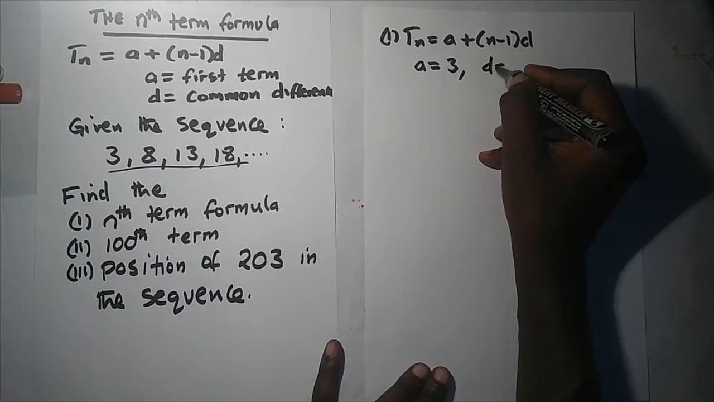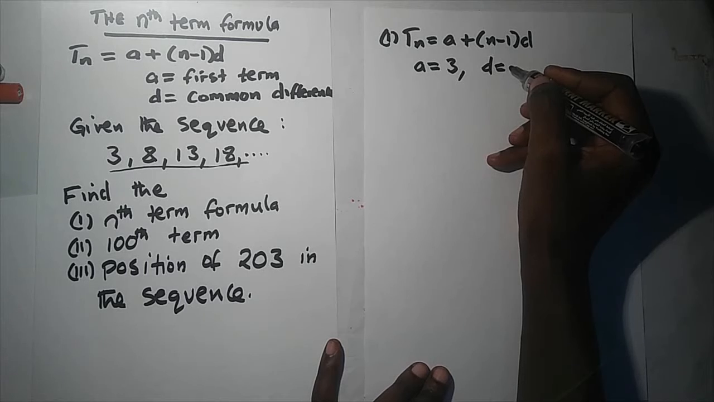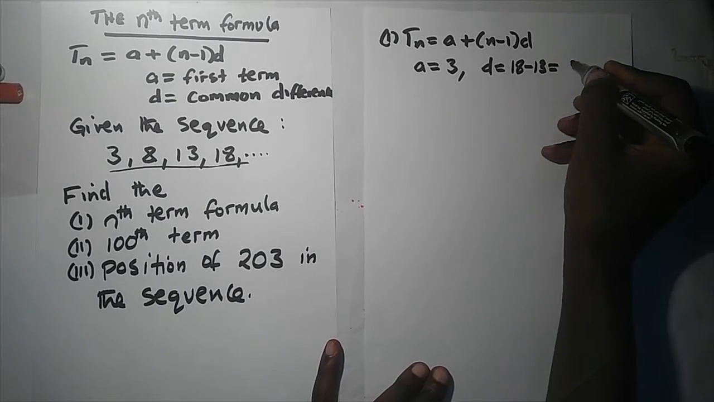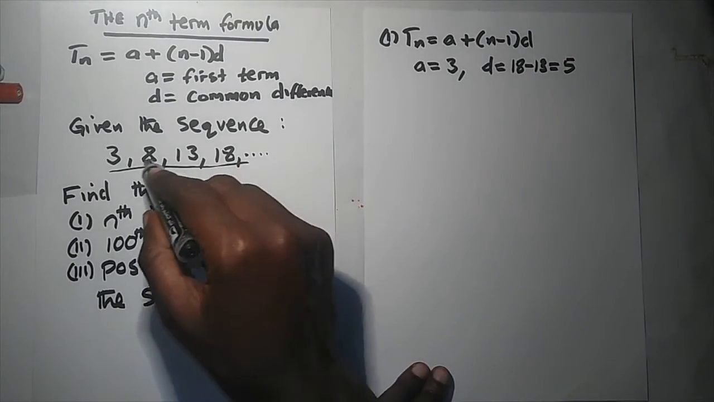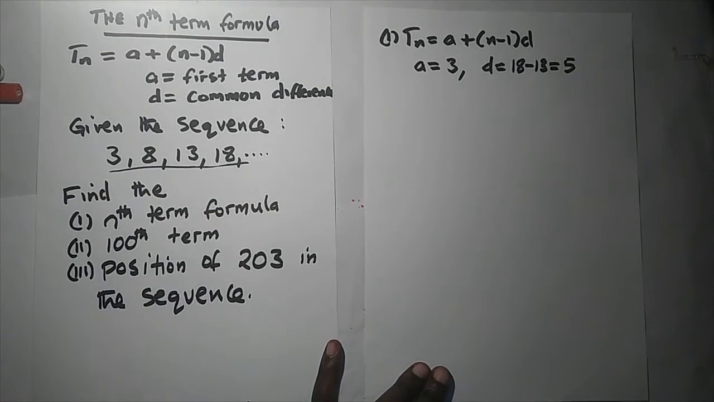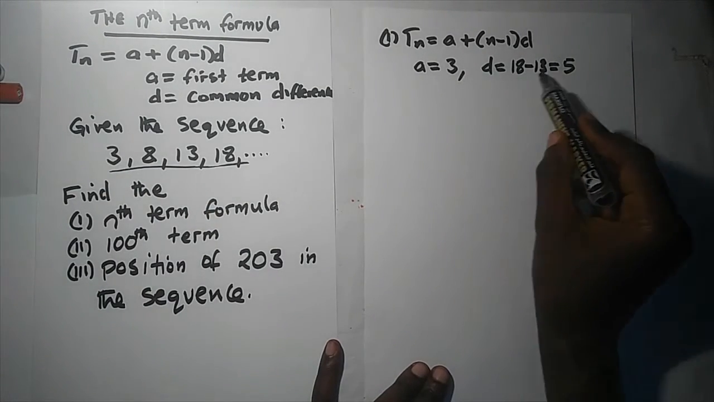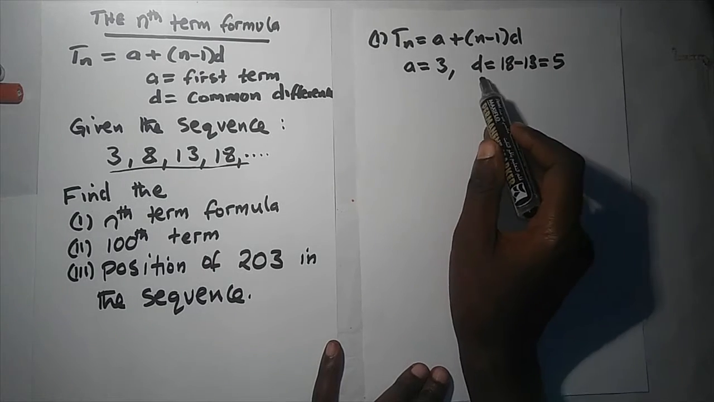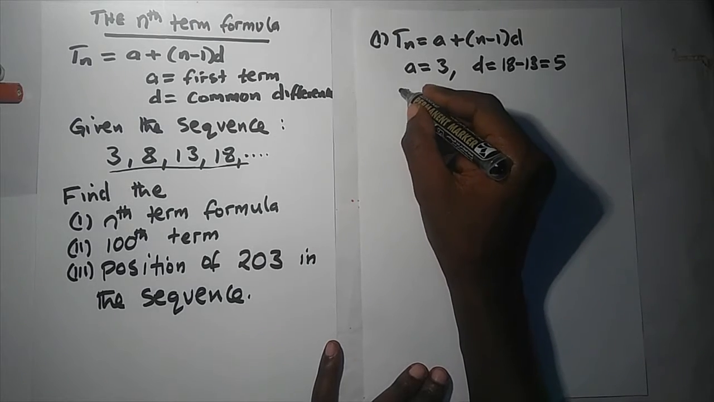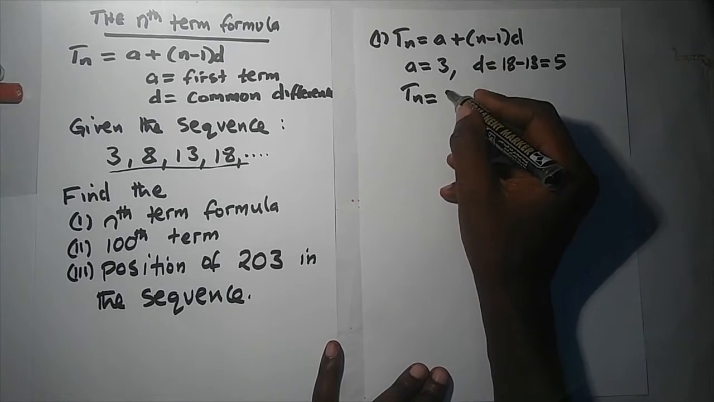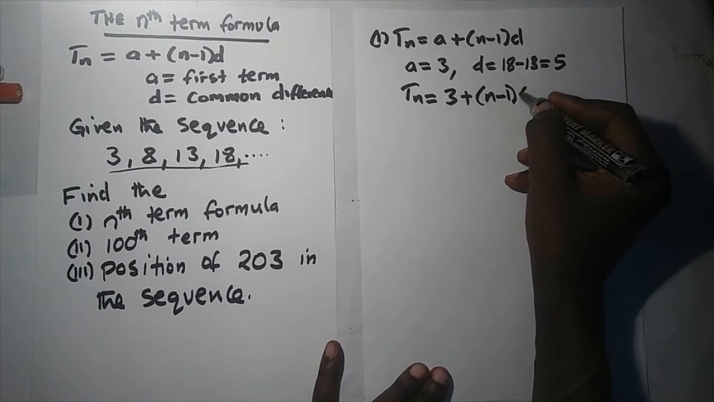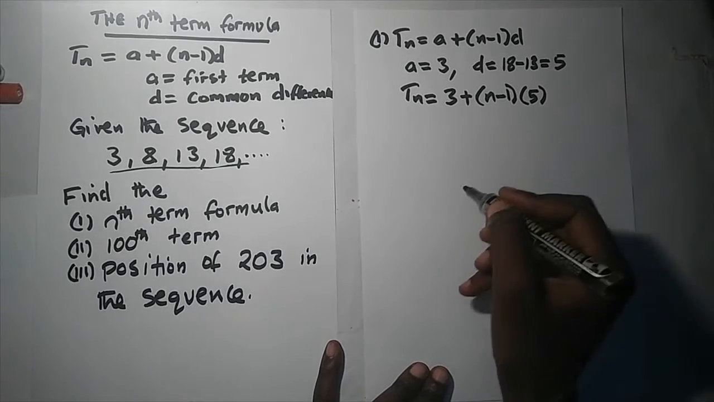Our d is the common difference, and it can be found in many ways. One way is just by subtracting 18 minus 13, which will give us 5. Or you can subtract 13 minus 8 or 8 minus 3. You end up with your common difference. Then we are going to substitute these two values, the value of a, the first term, and the common difference, into the formula. So here we are going to have Tn = 3 + (n - 1) in brackets times 5, which is the common difference.